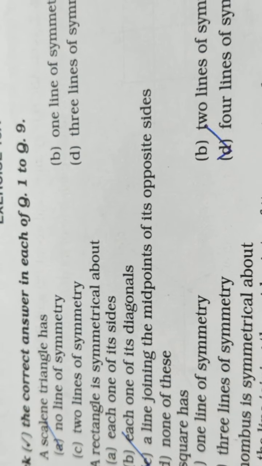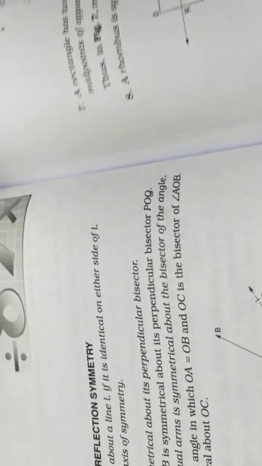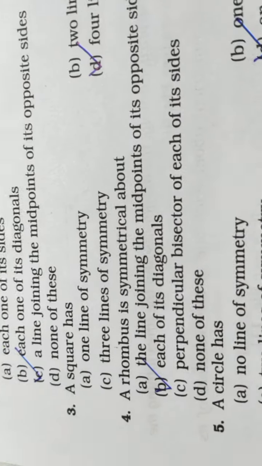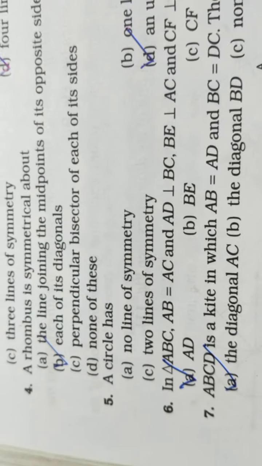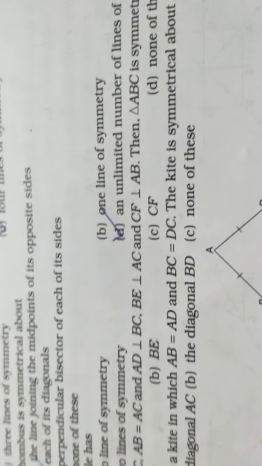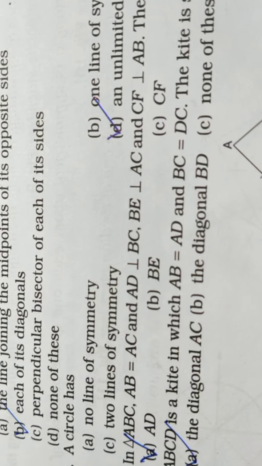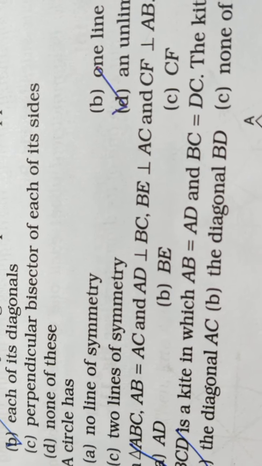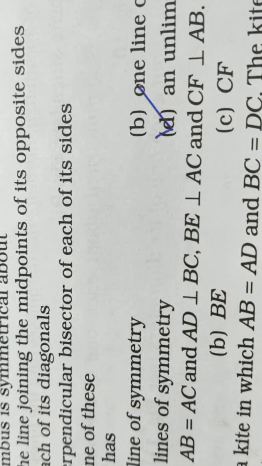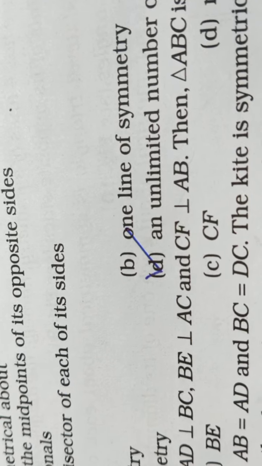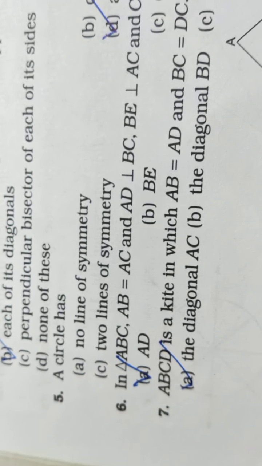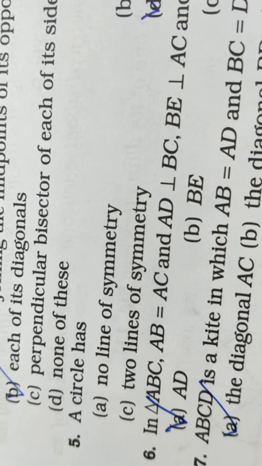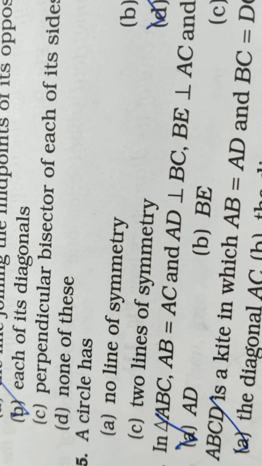Class, all these questions are based on these facts, which we have done earlier. A circle has unlimited lines of symmetry. Then in triangle ABC, AB is equal to AC. That means the triangle is isosceles, and AD is perpendicular to BC, BE is perpendicular to AC, and CF is perpendicular to AB. Then triangle ABC is symmetrical about AD. Why? Because this is an isosceles triangle. Getting? Because the triangle is isosceles.